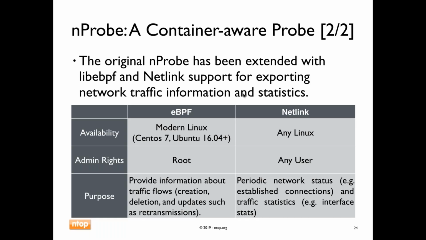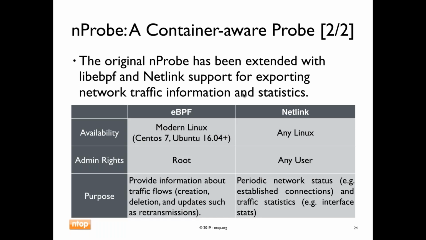Unfortunately, the difference between eBPF and Netlink is that eBPF makes sense whenever we want to export information about flow creation, termination, or update, like I've said, whenever there is a retransmission. But it doesn't make any sense to put inside the Linux kernel a hook that is called whenever a packet for a given flow is received, because otherwise we'd be putting too much load on the kernel. Because of that, our probe is using both eBPF and Netlink, because Netlink allows us from user space to periodically poll the status of the communications present in the Linux kernel and to read this information.